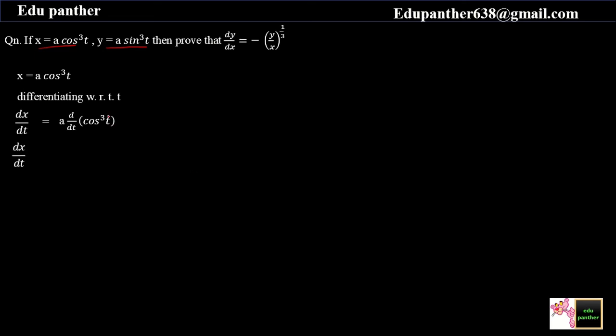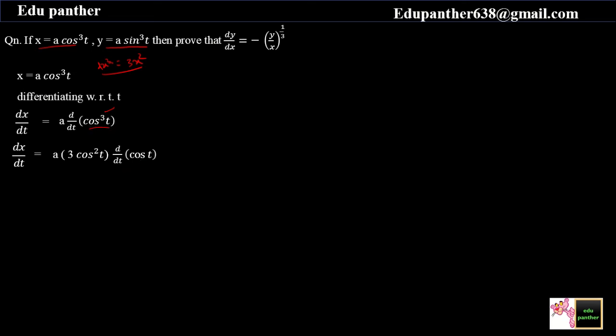Now as you can see, we have two functions here. One is the cube function, another is the cos function. So first we'll differentiate the cube function and then cos. For the cube function, remember this formula: the derivative of x cube is 3x square. So use this formula here. So we'll get a times 3 cos square t, because the derivative of x cube is 3x square. Now we have differentiated the cube, so we are left with cos t.